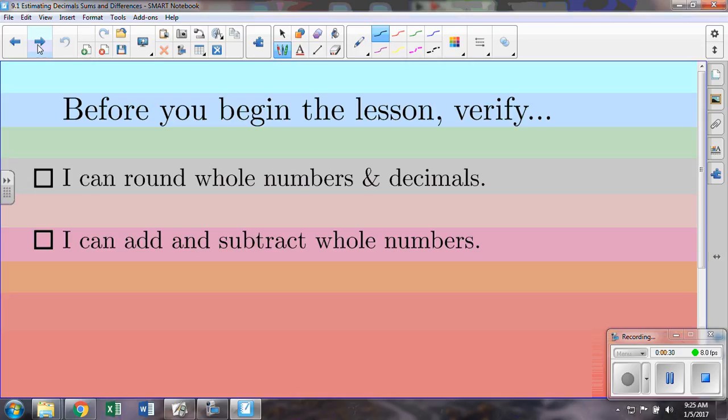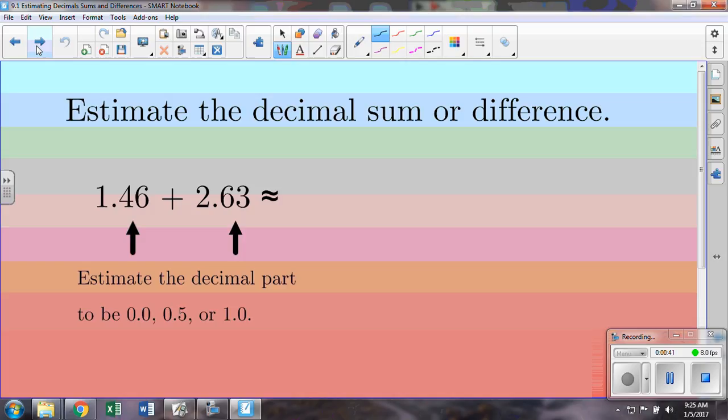A couple of things that you, of course, have to already know how to do. You have to be able to round. You have to know how to round whole numbers and decimals. And of course, you have to be able to add or subtract whole numbers. Basically, what we're going to be looking at is just rounding at the beginning of the problem.